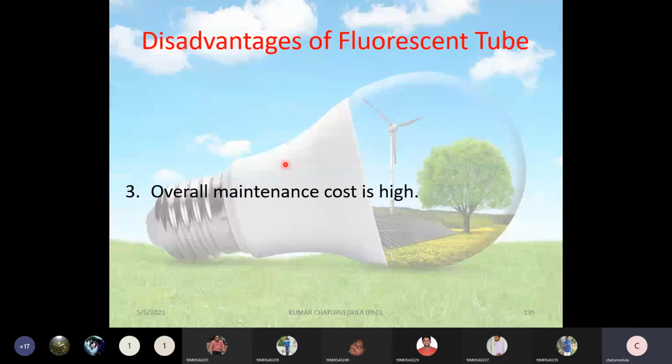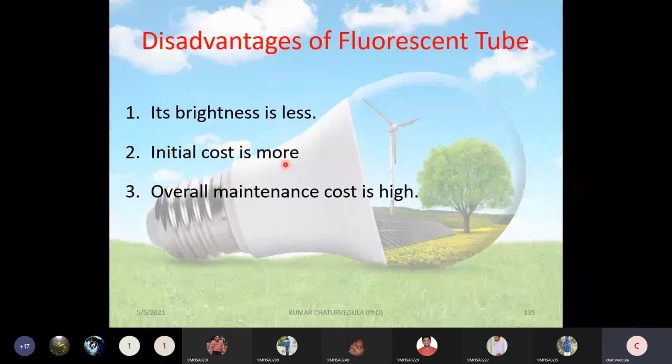There is a disadvantage with the fluorescent tube. The maintenance cost of this fluorescent tube is high. Okay, so its brightness is less and its initial cost is more. So what is this initial cost is more?